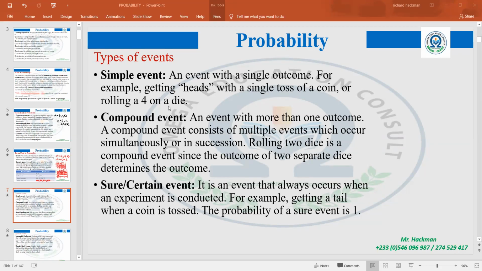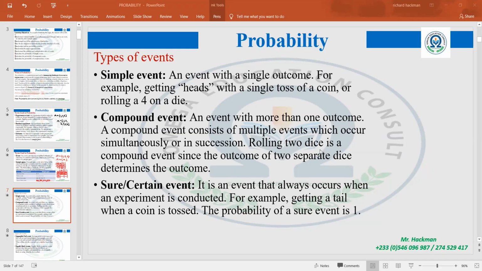Clear. It's clear. Okay, so let's move on. If you know the definition of what simple is, you should know that of the compound. An event with more than one outcome is what we call a compound event. So simple with exactly one outcome, compound with what? More than one outcome, as simple as that. A compound event consists of multiple events which occur simultaneously or in succession. So we are dealing with more than one event.